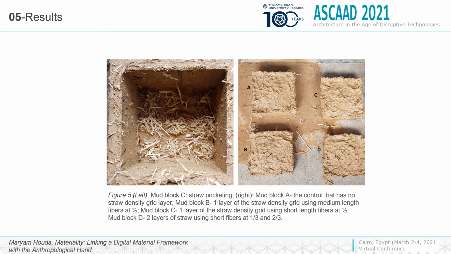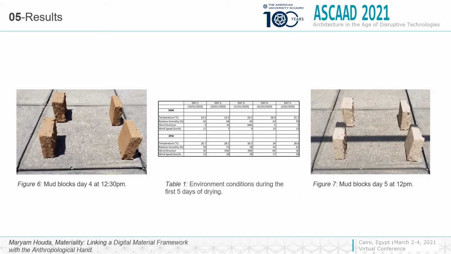So as we can see in the image to the left, the chalk fibers were better at pocketing than the longer fibers using the square grid template. And on the image to the right, all the 4 mud blocks look relatively the same size, however A and B are slightly larger in height. Figure 6 on the left shows the mud blocks drying upwards in the sun on day 4. And then figure 7 shows them completely dry.